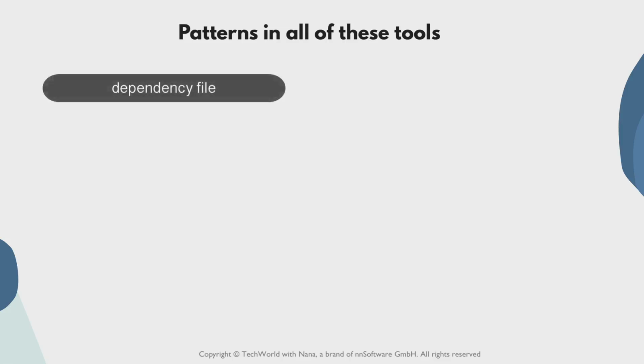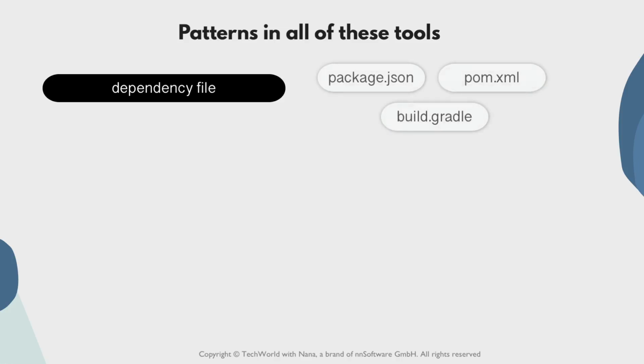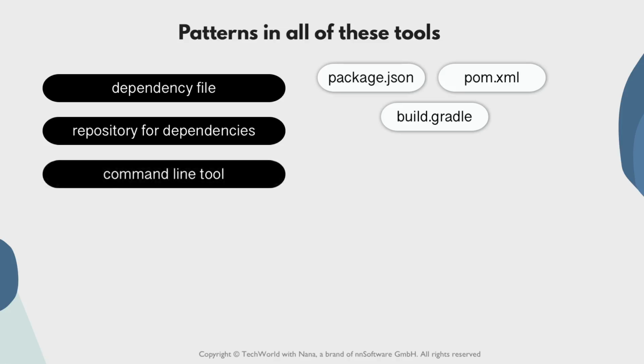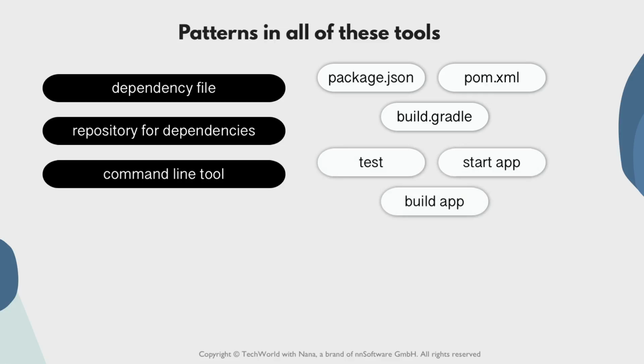Each has their own dependencies file, package.json, pom.xml, build.gradle, and so on, where the dependencies and the versions are listed. They all have some kind of repository where the dependencies are searched and downloaded from. Each has a set of commands and command line tools for executing commands like test, version creation, packaging the application, running the application, and so on. And you can even add some commands to them.